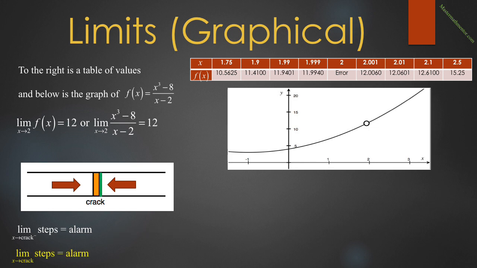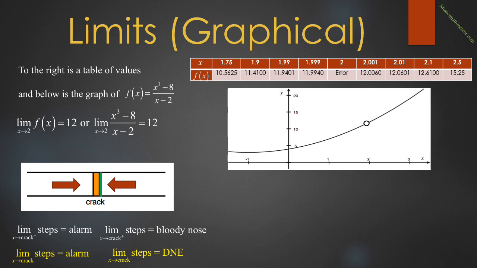Suppose the bank managers installed a transparent wall just to the right of the crack. As we approach the crack from the right-hand side, we no longer approach the alarm going off. The worst thing that might happen to us is getting a bloody nose, but we do not approach the alarm going off. So we could state that the limit of our steps as we approach the crack from the right-hand side is a bloody nose.